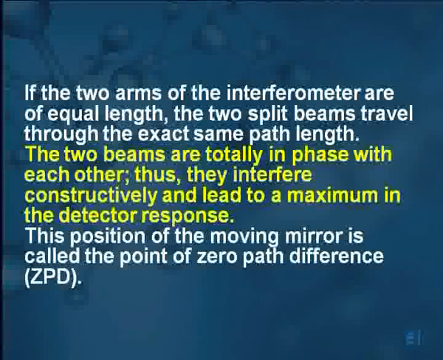Next, the two arms of the interferometer are of equal length. The two split beams travel through the exact same path length, so that we get constructive interference. The two beams are totally in phase with each other, so we get constructive interference, which leads to a maximum in the detector response. As we have the maximum intensity, the detector can detect easily. This position of the moving mirror is called the point of zero path difference.